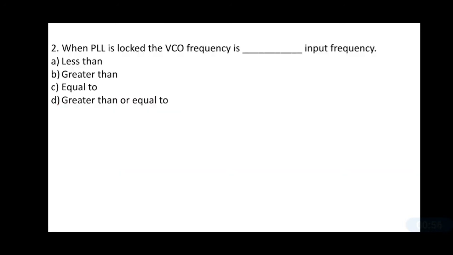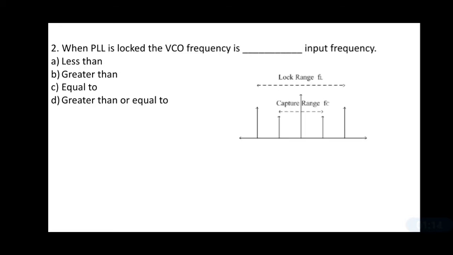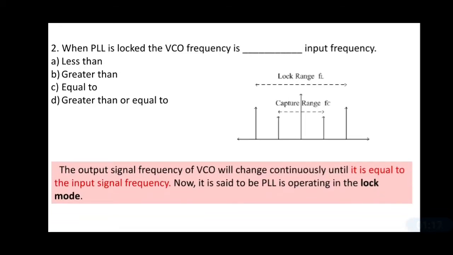Next question. When PLL is locked, the output frequency is dash dash input frequency. Option A, less than. Option B, greater than. Option C, equal to. Option D, greater than or equal to. The output signal frequency of the VCO, voltage controlled oscillator, will change continuously until it is equal to the input signal frequency. Now it is said that the PLL is operating in lock mode.